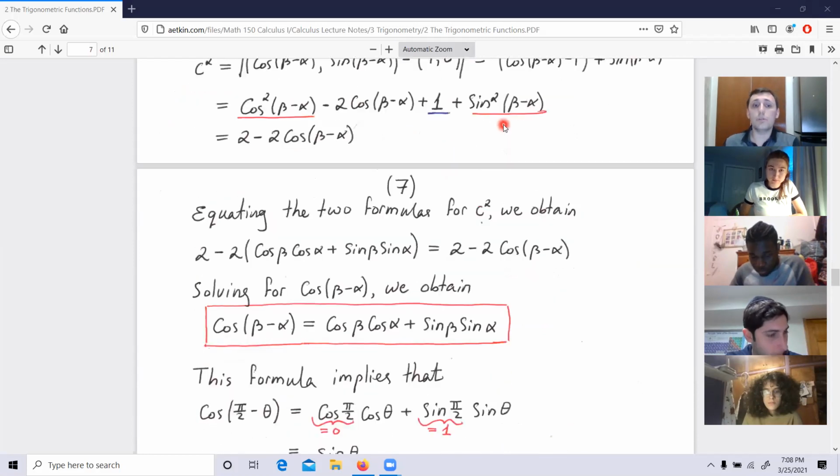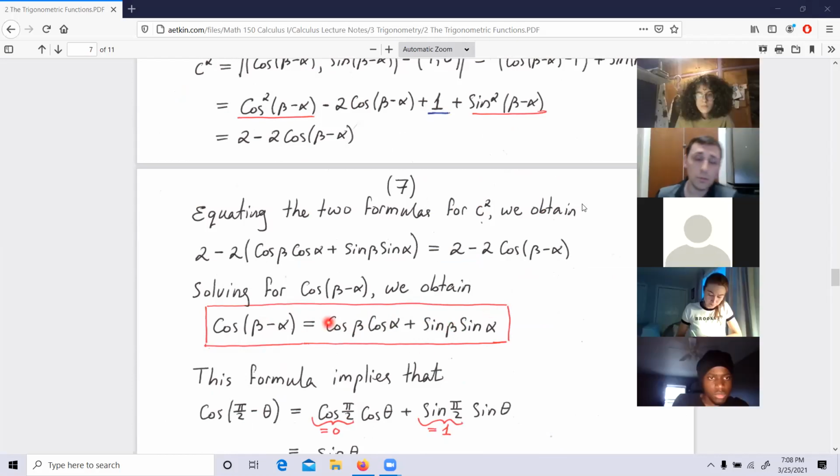This is the formula that we just obtained, guys. I hope you understood it. It's cosine beta minus alpha equal to cosine beta cosine alpha plus sine beta sine alpha. Very important formula, which will be important in our derivations very soon.